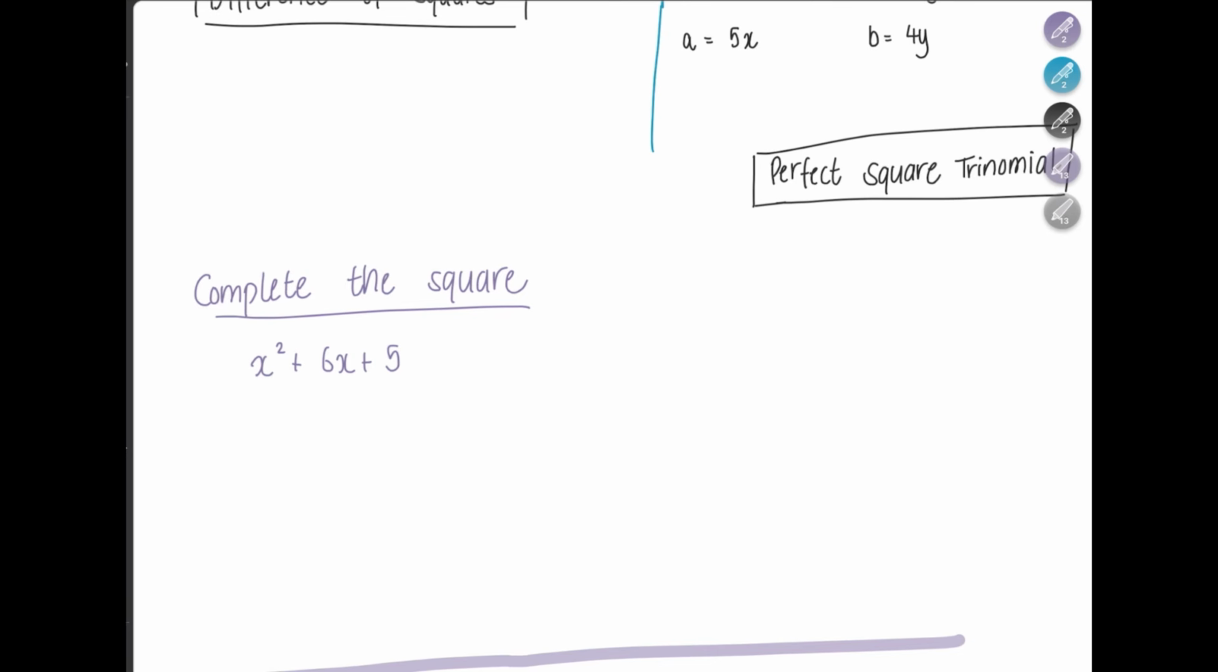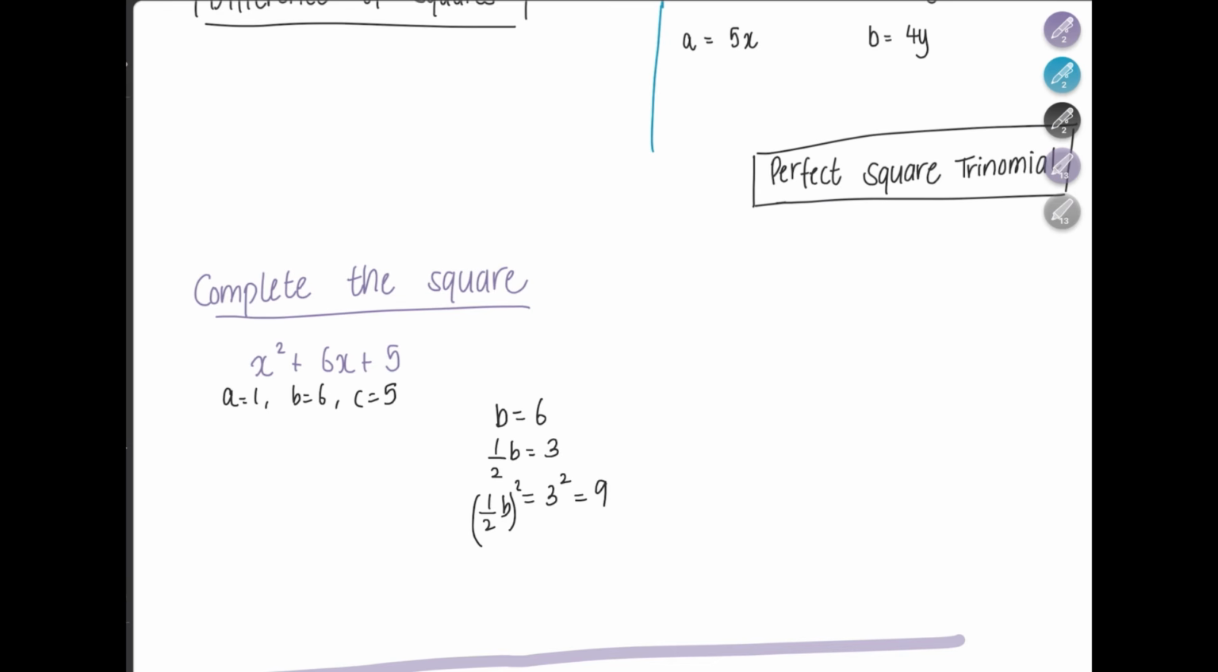Okay, next question. We're supposed to complete the square for this expression. How can we do that? First, identify what is a, b, and c. a is 1, b is 6, and c is 5. For this you only need the b value. b equals 6. Now what is half of b? Half of b equals 3. What is half of b squared? This is going to be 3 squared, which equals 9.